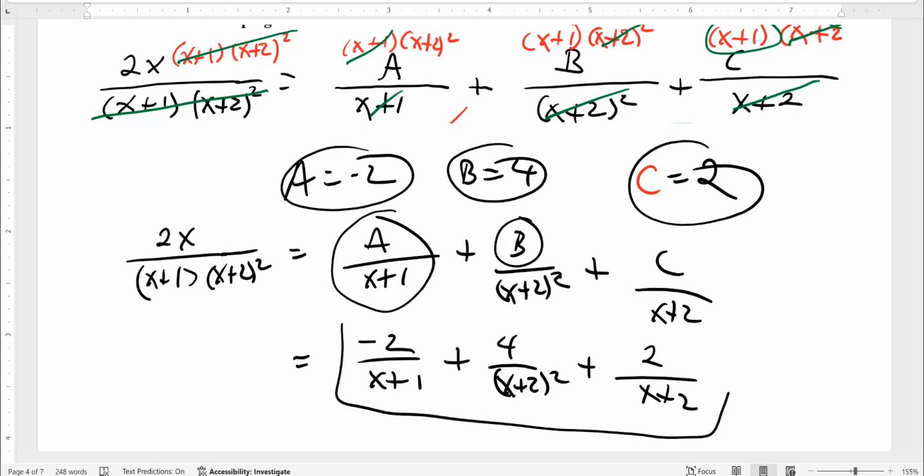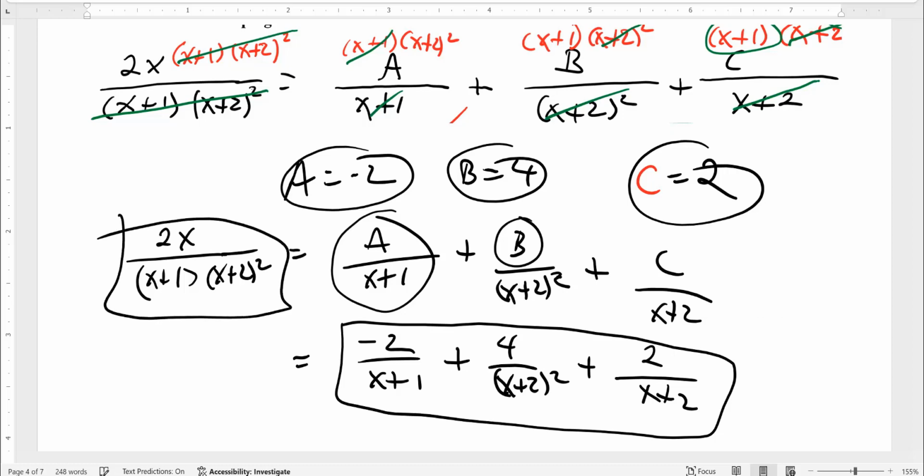This is the partial fraction decomposition of this expression right here. So that is example 1. That's the end of this particular recording, and the next examples will come up in the next recording.